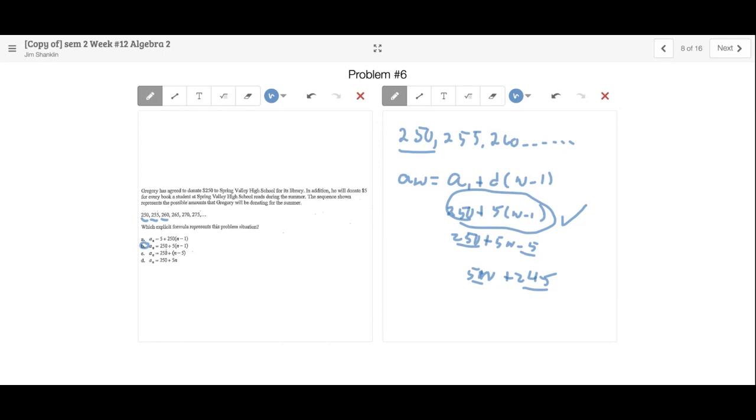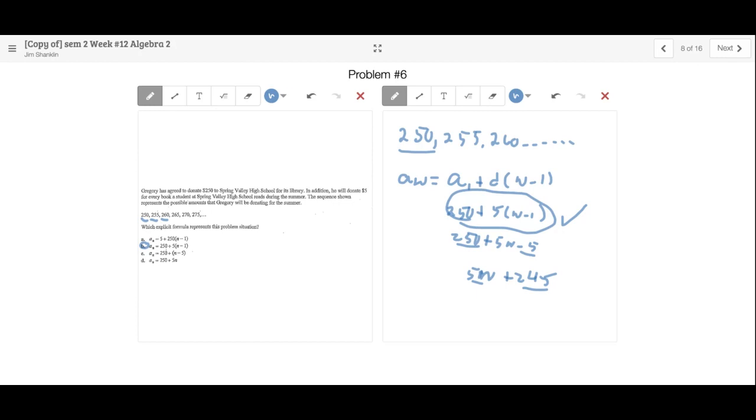Yes, but Angela, if you take a look at their list, they have the first term as 250. Now, if they had 255 as the first term, then I would say 250 plus 5n would be correct. But they have 250 as the first term in their sequence. I could see how you could go either way on this one. I really could. The only problem is I can't have two answers in there.